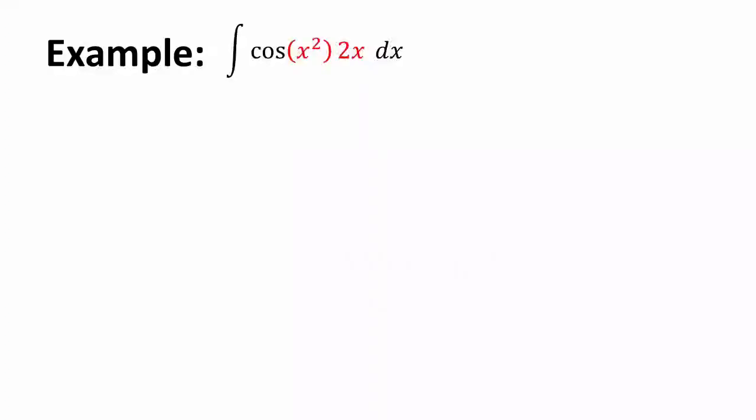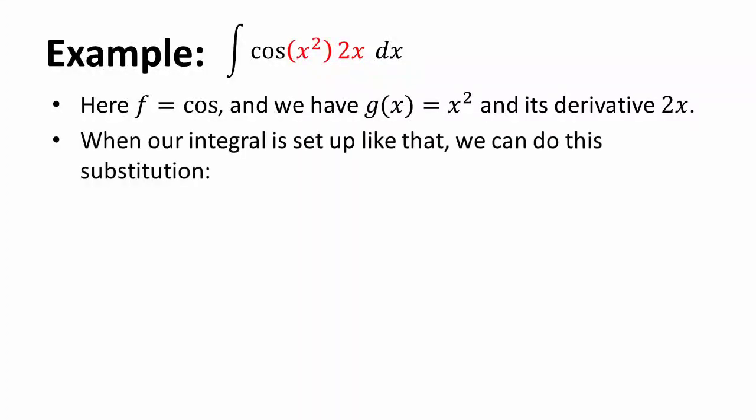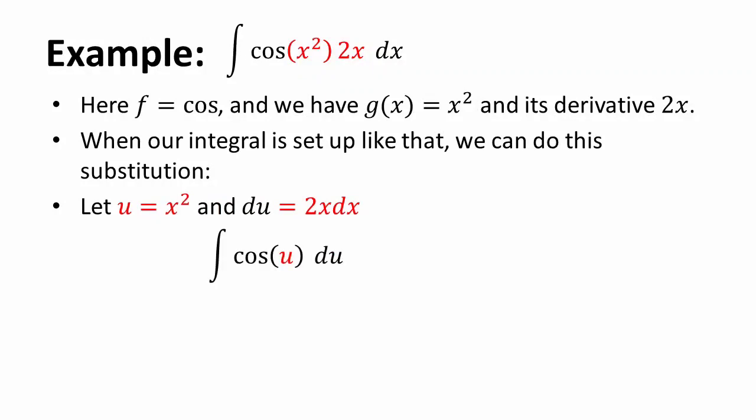Look at the example: integration of cos x square times 2x dx. Here f is equal to cos, and we have g of x equal to x square, and its derivative is 2x. When our integral is set up like that, we can do this substitution. Let u be equal to x square and du be equal to 2x dx.